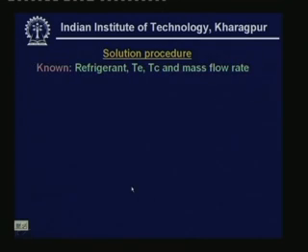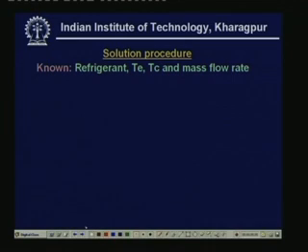Now, as I said, we know what is the refrigerant used. We also know the evaporator and condenser temperature, and we also know the mass flow rate. So, with these inputs we have to find the required diameter and length of the capillary tube. So, let me quickly explain how this is done.